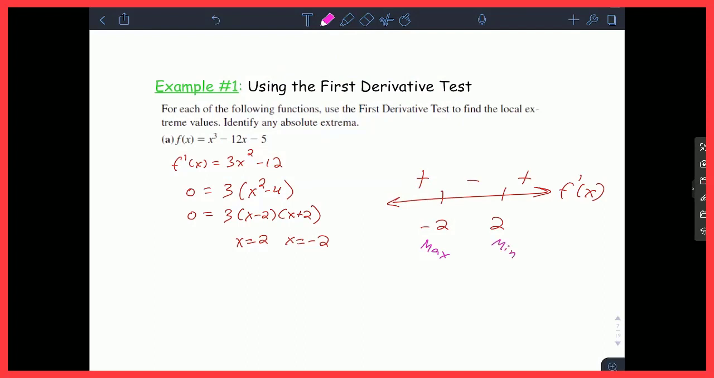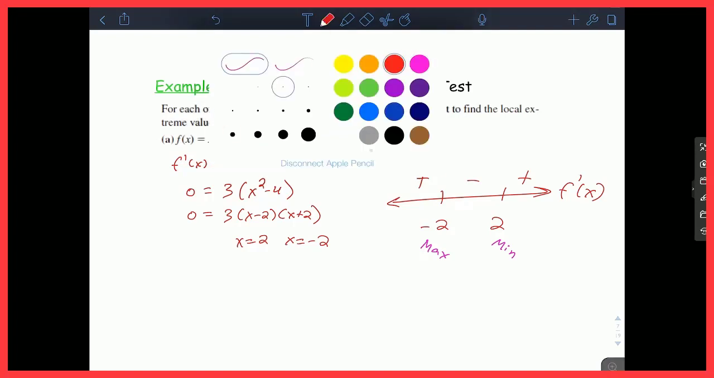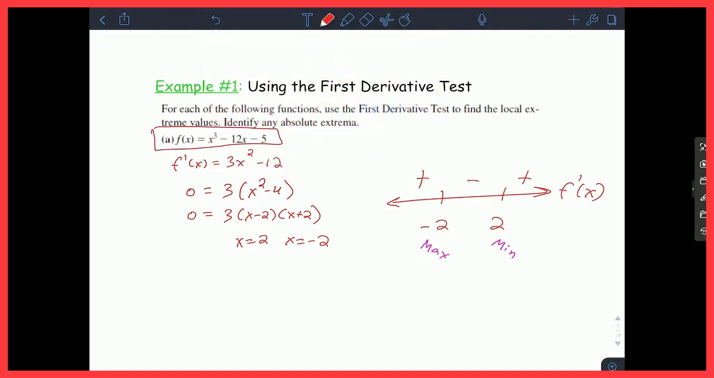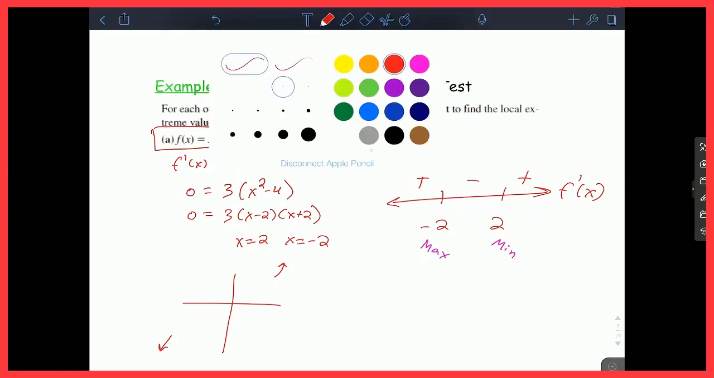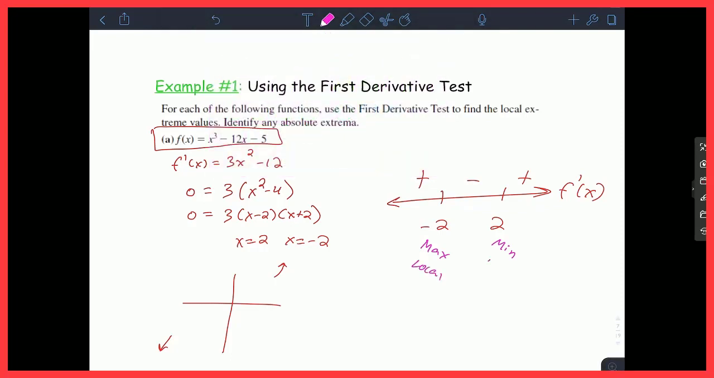The question is, are they absolute or locals? And we don't have any endpoints here, so we can't just assume that we can just test the y values. So instead we have to rely on our knowledge of the function. Well, let's think about this function for a moment. Here it is right here. x cubed minus 12x minus 5. This is a pretty simple polynomial, a cubic polynomial, and I know it has a positive leading coefficient. So without doing much more, I know that positive cubics will go up to positive infinity as x gets really big, and down to negative infinity as x gets really small. So because of that, I can assume that this graph has neither an absolute max nor an absolute min. All right? So these things that we found over here to the right are both locals, okay?